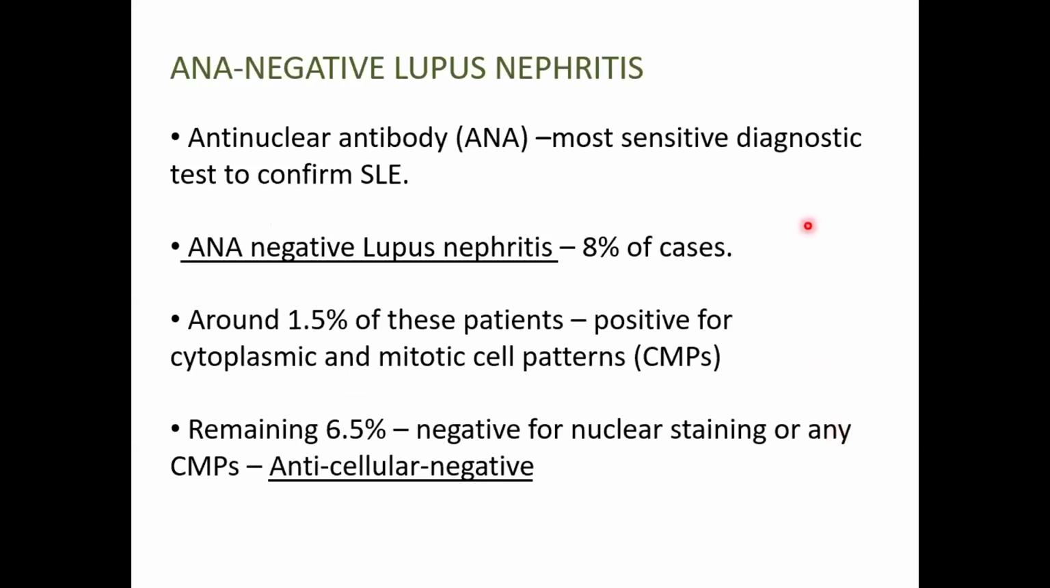In this, we have to know about the ANA negative lupus nephritis, which is 8% of lupus nephritis cases. In that, only 1.5% of those patients show positivity for cytoplasmic and mitotic cell patterns. The remaining 6.5% are negative for nuclear staining or any cytoplasmic and mitotic cell patterns, which is called anticellular negative lupus nephritis.